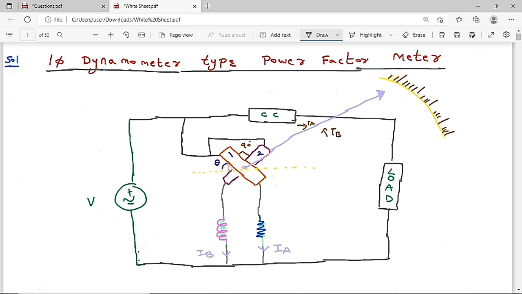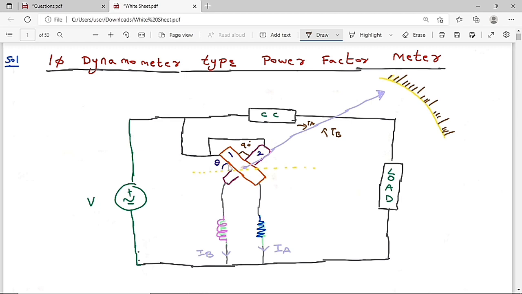These two torques are always opposite in direction, whereas at the steady state, TA is equal to TB. Therefore, the pointer will be at the steady state and you are going to read the power factor of this load. So if you want to measure the power factor of the load, then with the help of this connection of this dynamometer type power factor meter, we can measure the power factor of the load.